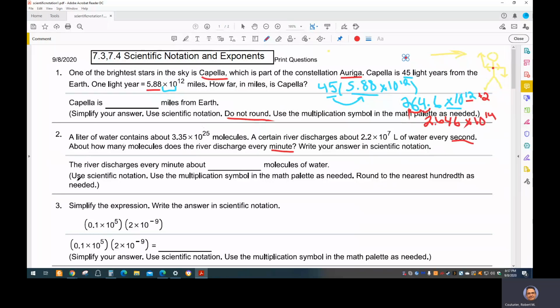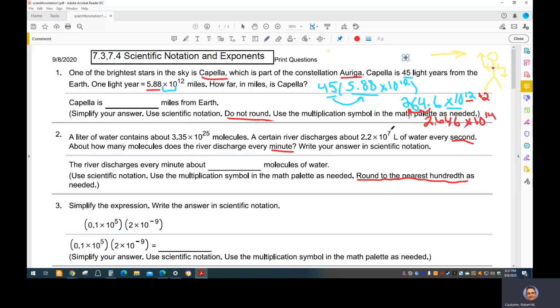Let's look at what else. The directions say use scientific notation. Use the multiplication symbol in the math palette as needed. That's this X here. No big deal. It says round to the nearest hundredth. Notice the one before it said do not round. This one is telling us to round, so we have to be very, very careful here, okay?